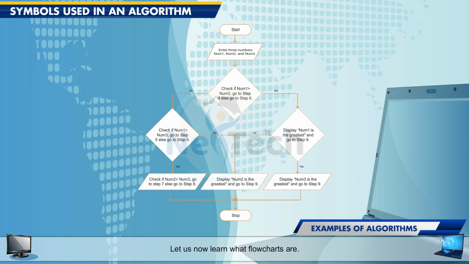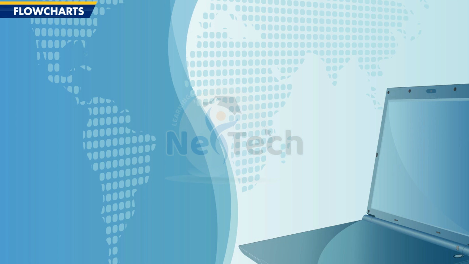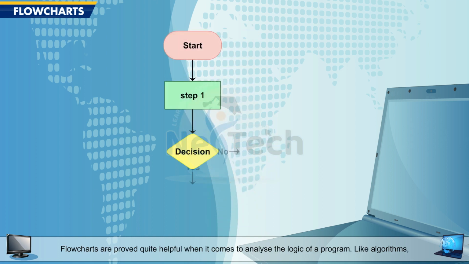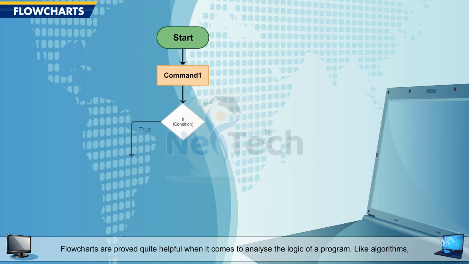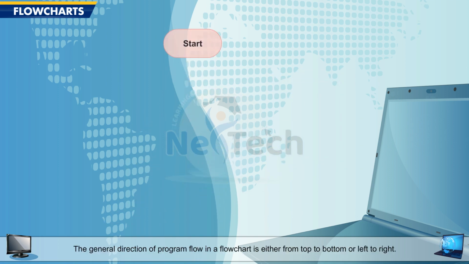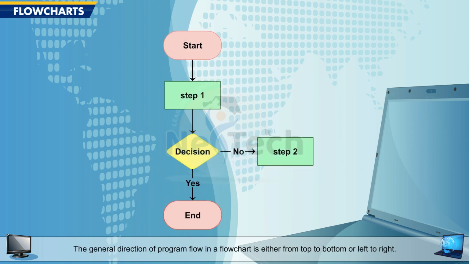Let us now learn what flowcharts are. A flowchart is a diagrammatic representation of a sequence of logical steps of an algorithm. Flowcharts have proved quite helpful when it comes to analyzing the logic of a program. Like algorithms, flowcharts are also created using the step-by-step instructions written in English language. Each instruction is displayed within a geometrical shape. The general direction of program flow in a flowchart is either from top to bottom or left to right. Let us now learn some shapes which are used to draw flowcharts.